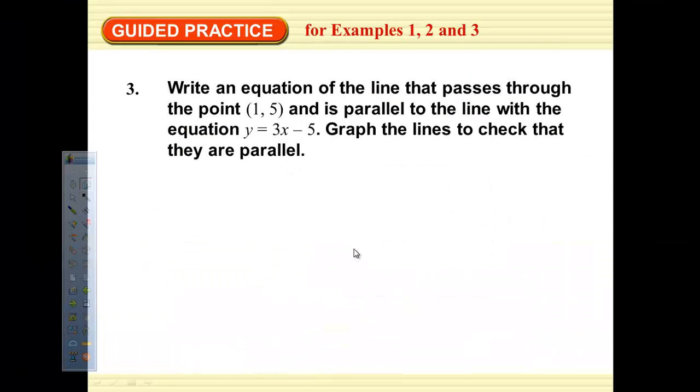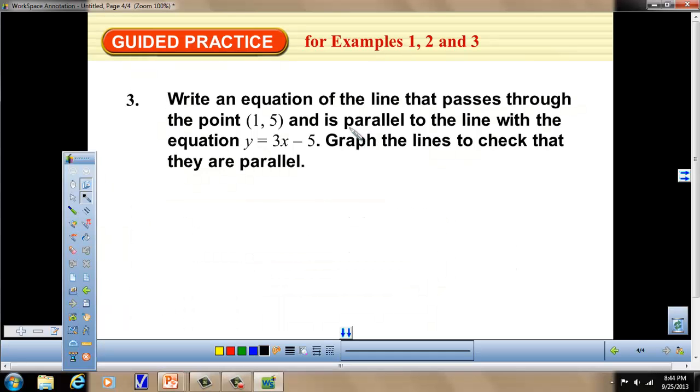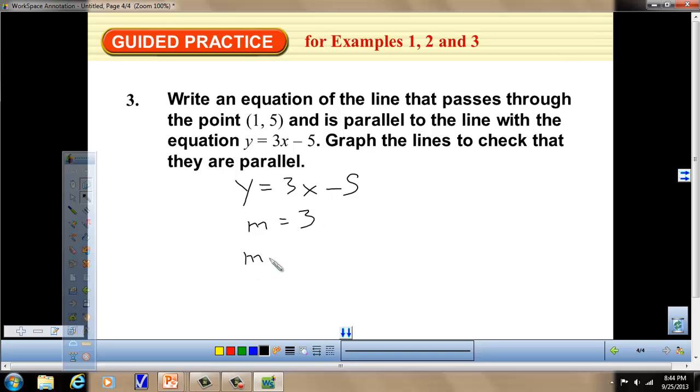Okay. And here's another one where we want it to be parallel to the given line and going through this point. So remember, parallel lines mean the slopes are the same. So if we look at this, we have y equals 3x minus 5. The slope of this line is 3, and the slope of a parallel line is also 3, because these should be equal. Then we take y equals mx plus b, and we're going to plug in this slope, and then we're going to plug in this point. So we have an x here and a y here.